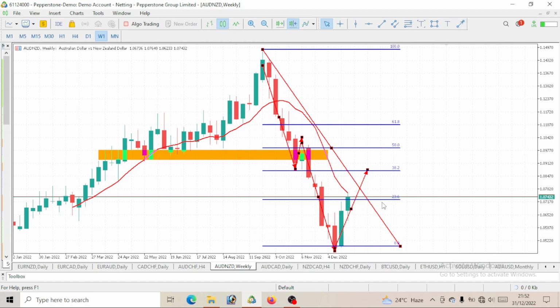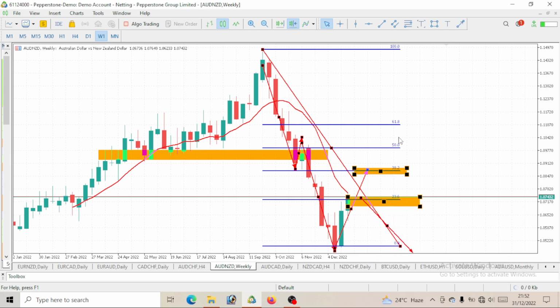So I'll be watching out for this level before we continue that bearish move for the week on AUD New Zealand dollar. One, a level of 23.6. The second level is a level of 38.2. So within this level, which is a level of 23.6 and a level of 38.2, we should actually find that rejection on AUD New Zealand dollar.